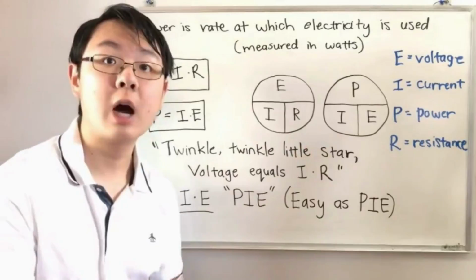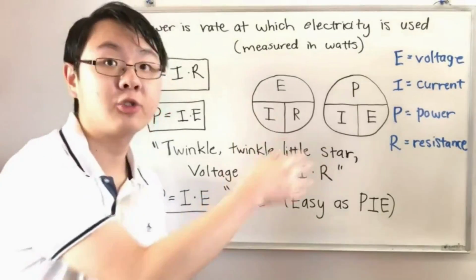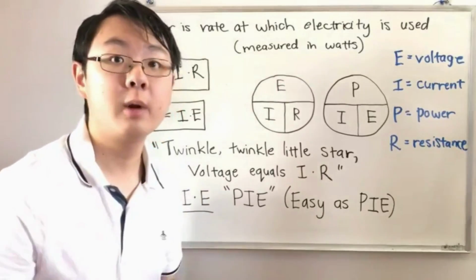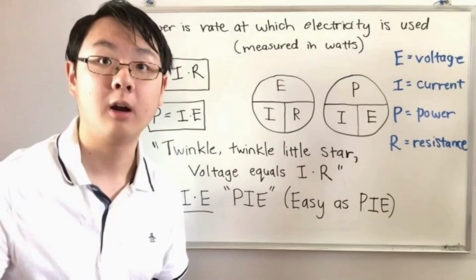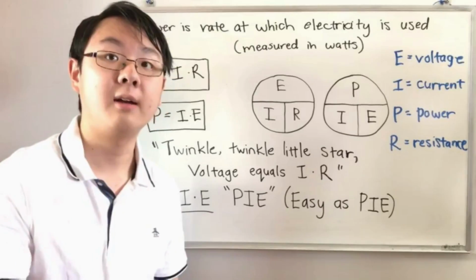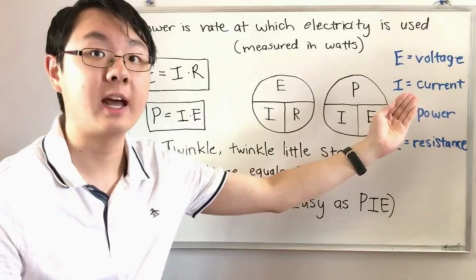What you do is you cover the missing quantity with your finger, with your thumb or something, and then the rest of the circle will tell you what to do in order to solve for what you're missing. So in other words, let's try some examples here. Let's say that the test tells you that the current is 5 and R is 2, the resistance is 2. So I is 5, R is 2, and it asks for E.